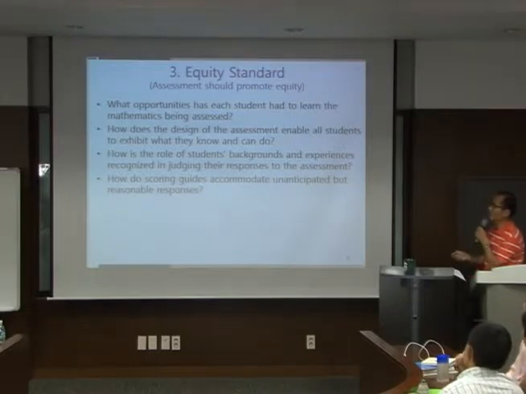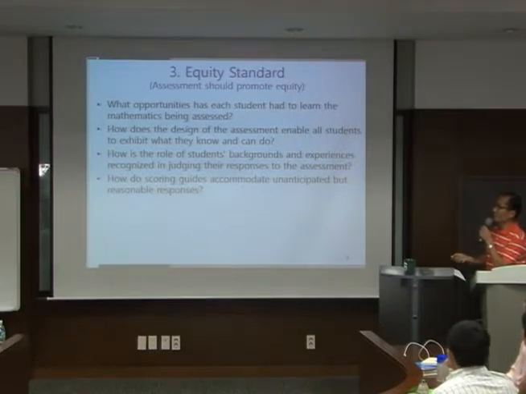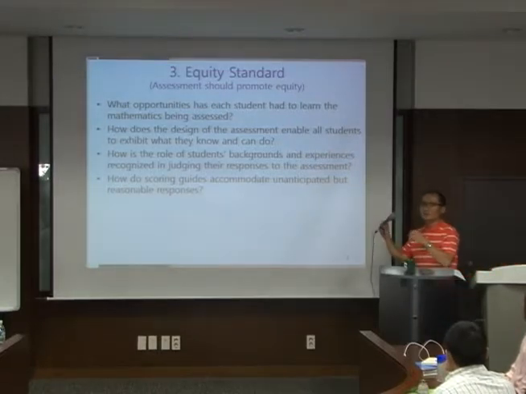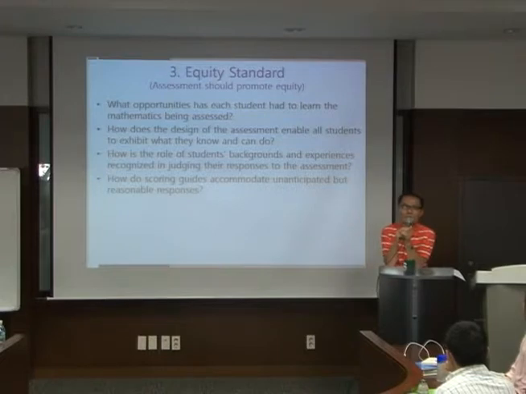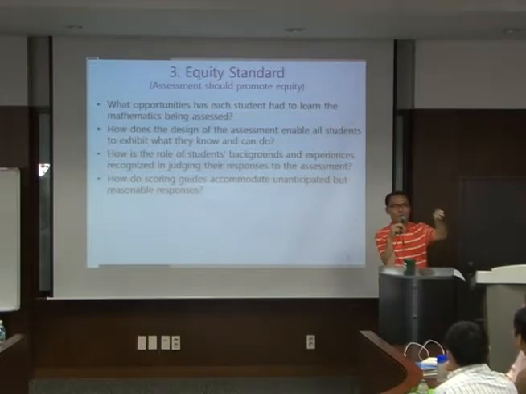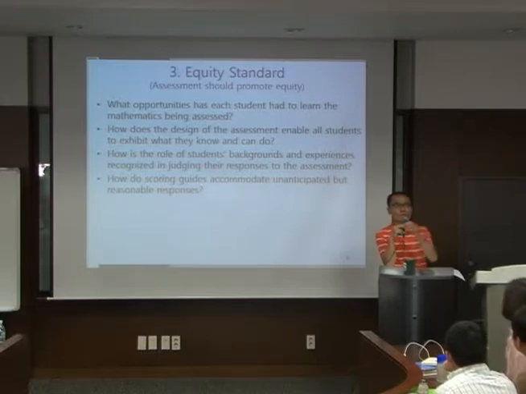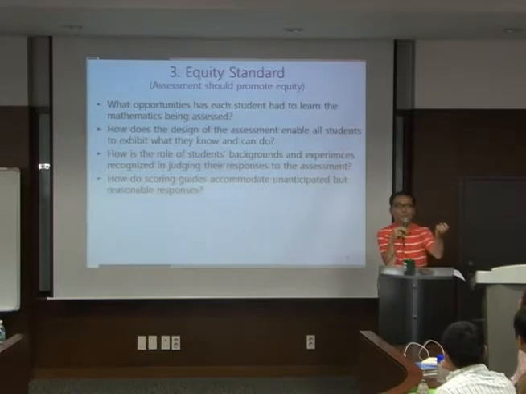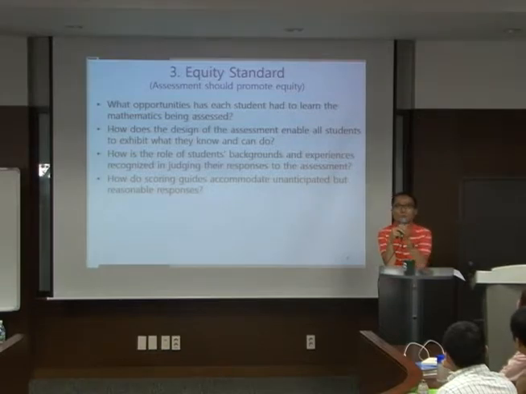How does the scoring guide accommodate unanticipated but reasonable responses? So in your mind, I have a good example. For instance, while I was a pre-service teacher in the United States, I taught my students two division models. One is sharing. The other is partitive. Have you ever thought about that? What is sharing? 12 divided by 3.